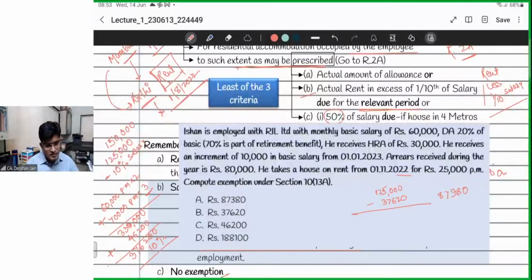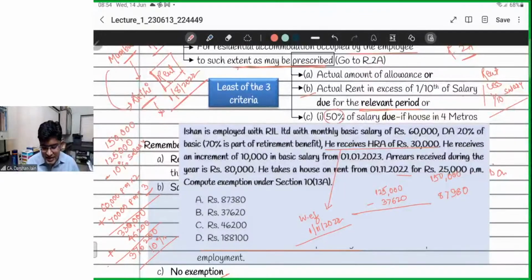Oh, made an error. Let me just add one more information to the question. The question was made by me and I made an error by framing the question. He receives HRA of rupees 30,000 with effect from 1/11/2022. So that's the only extra information that I'm giving you. So my actual HRA is going to be 1,50,000. Okay, so that would become my taxable HRA.